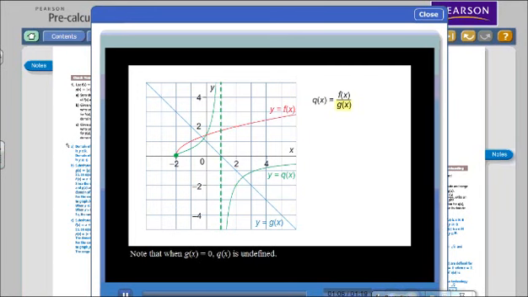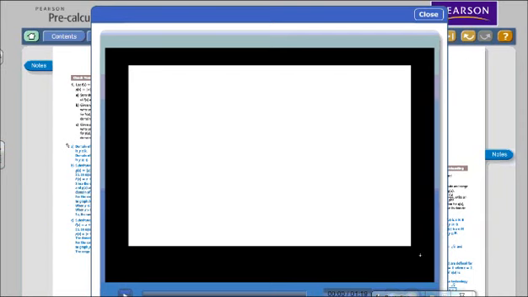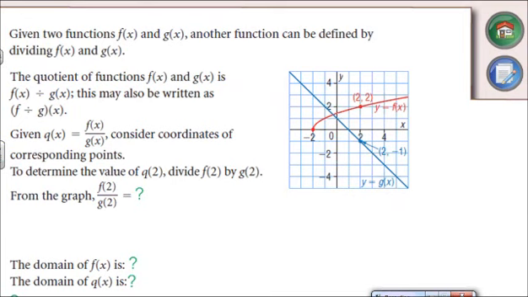Note that when g(x) is 0, q(x) is undefined. Since g(1) equals 0, the graph of y equals q(x) has a vertical asymptote at x equals 1. Oh yeah, asymptotes. Hey, this is a rational function. Those things had asymptotes with them.